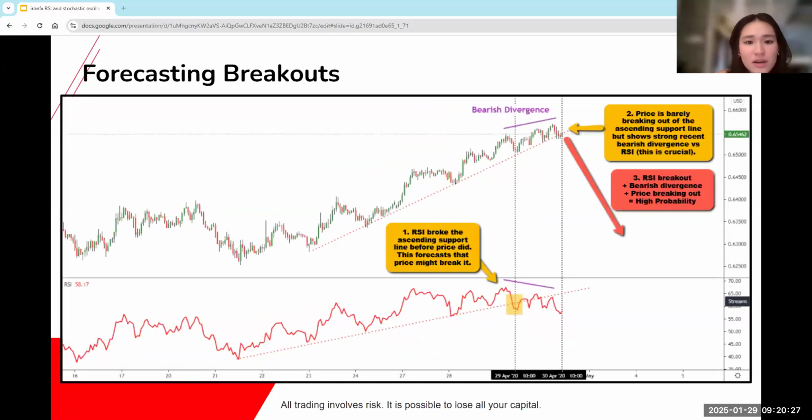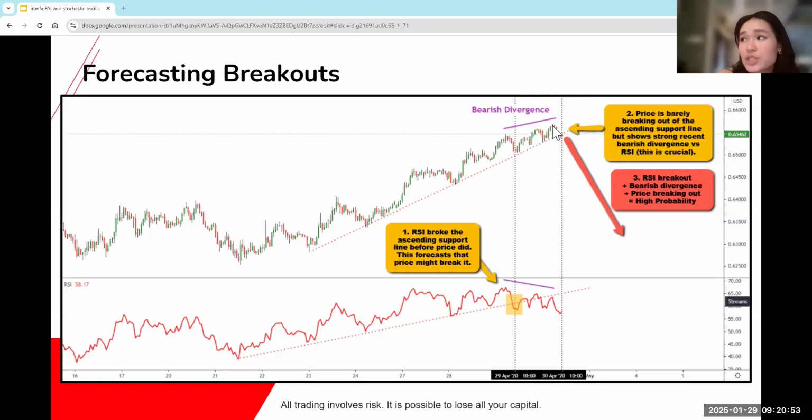Okay, now let's talk about forecasting breakouts. So here we have prices moving in this ascending trend line. RSI is also moving in an ascending trend line. You can see RSI helped us to identify price breakout of this ascending support line before price did. So this forecast that price might break out of this ascending trend line.